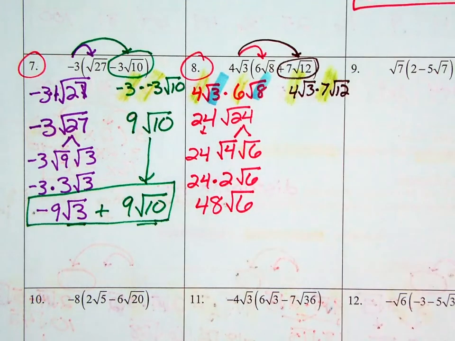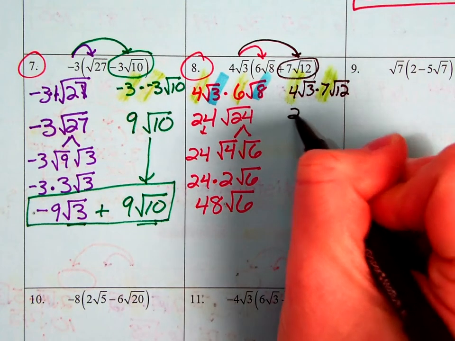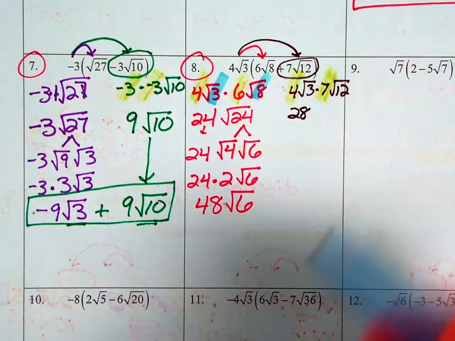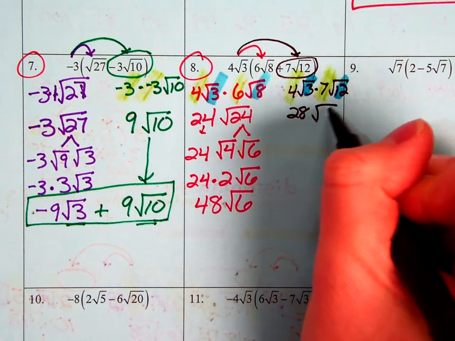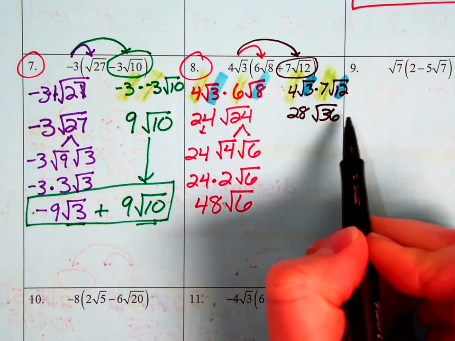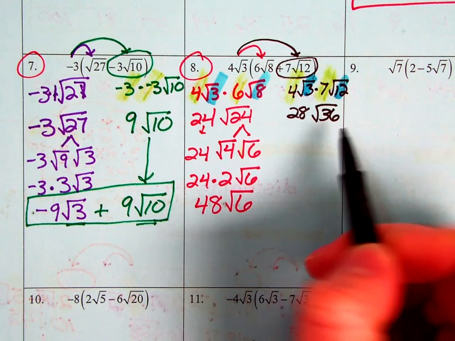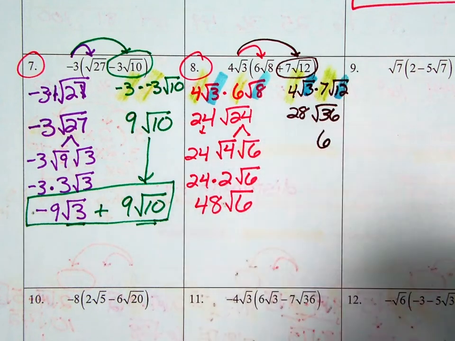So 4 times 7 is 28. And then multiply our inside numbers. So 3 times 12 is square root of 36. Now we need to simplify this. 36 is a perfect square, so the square root of 36 is 6.